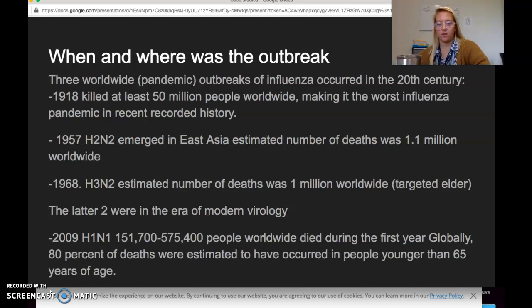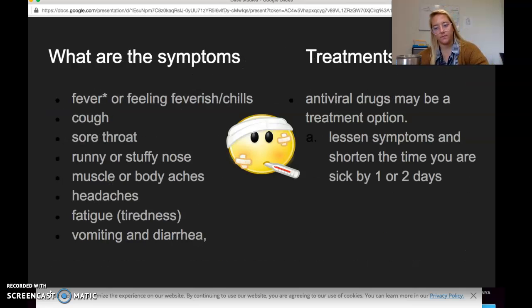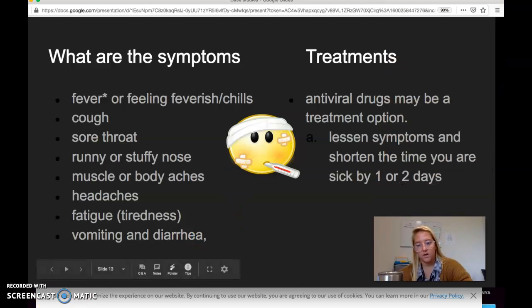So let's look a little bit more into influenza. What are the symptoms? We have fever or feeling feverish/chills, coughs, sore throat, runny nose, stuffy nose, muscle or body aches, headaches, fatigue, vomiting, and possibly diarrhea. Treatments, we have antiviral drugs that may be given.